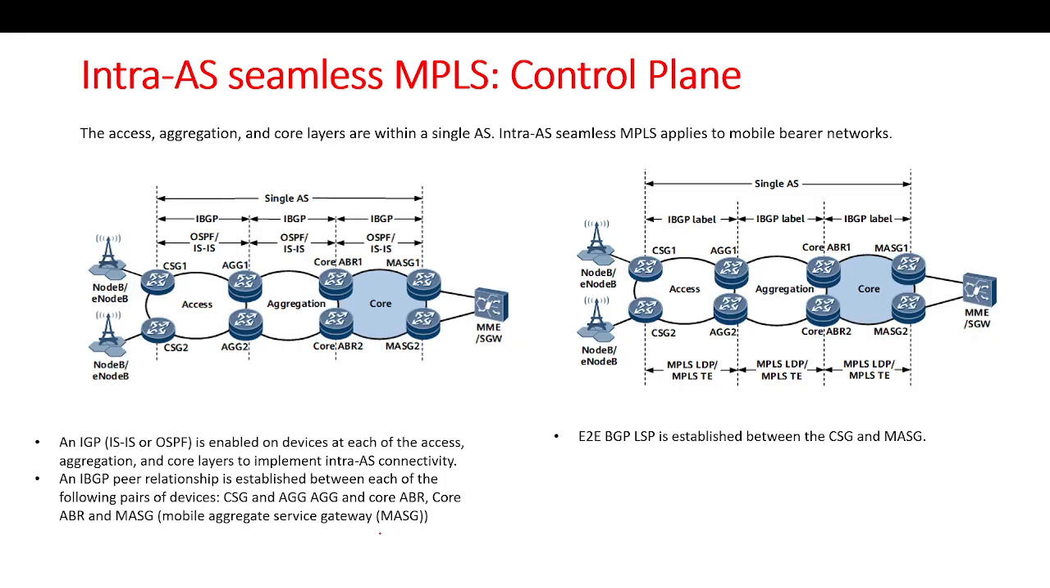So for the intra-AS seamless MPLS, remember you still have the access, aggregation, and sometimes the core layers. In this setup, you can just take the ABR, because many times on the IPRAN network you will find that these devices are aggregated onto one device we call the RSG. So we'll just have an RSG that is acting as the ABR, or the mobile aggregate service gateway.